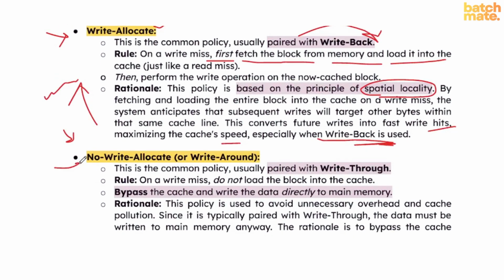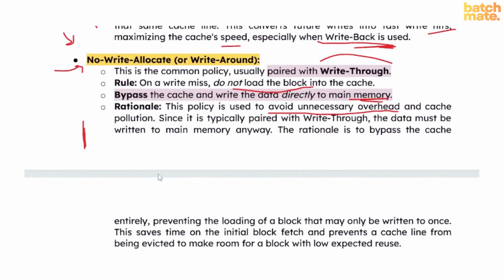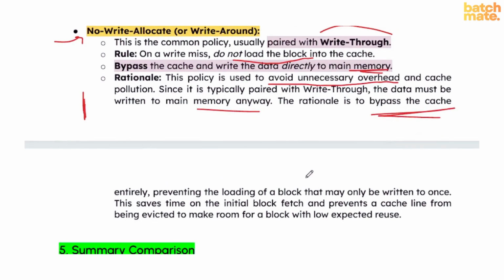Next, no-write-allocate or write-around. This is usually paired with write-through. Here the rule is that on a write miss, do not load the block into the cache. Bypass the cache and write the data directly to main memory. But why? To avoid unnecessary overhead and cache pollution. Since it is typically paired with write-through, the data must be written to main memory anyway. The rationale is to bypass the cache entirely, preventing the loading of a block that may only be written to once. This saves time on the initial block fetch and prevents a cache line from being evicted to make room for a block with low expected reuse.